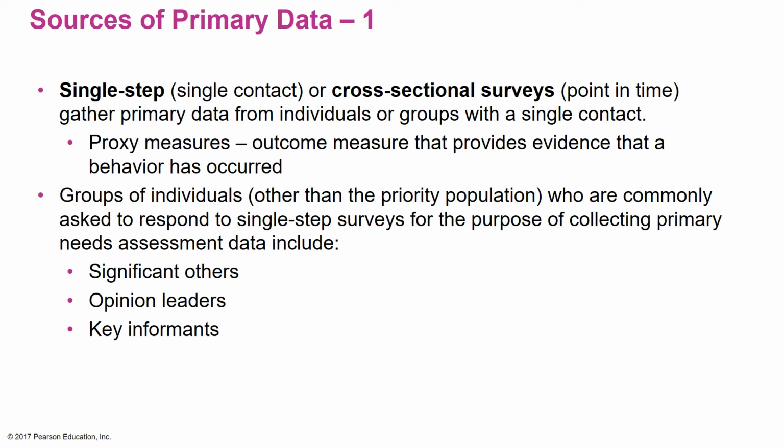Okay, so now we're talking about sources of primary data. Right, so again, primary data that you're collecting. Well, how can you go about doing this? So we'll just go through this. So single step, which is single contact, also known as cross-sectional surveys, or in parentheses a point in time. Gather primary data from individuals or group with a single contact. So that means that at one point, you will give them your instrument, have them complete it, you collect it from them, and you go on.